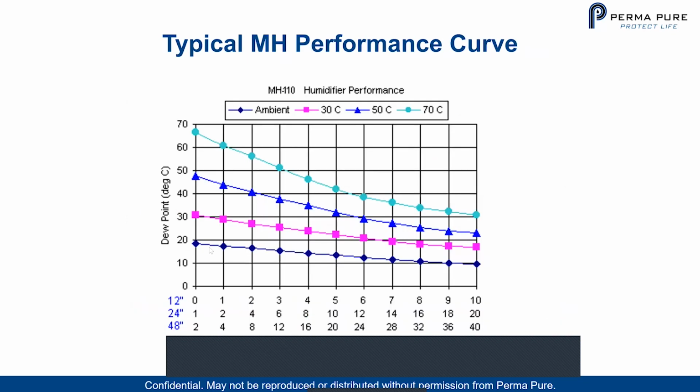So here's an MH performance curve. You can see the performance at 4 different water temperatures. Let's take a look at the 12-inch humidifier at 3 liters per minute. In the pink, with 30 degrees C water, we can get to a dew point of roughly 26. With 50-degree water, we can get to roughly 37. And with 70-degree water, we can get to roughly 52 degrees dew point. You can see how the water temperature changes the performance.